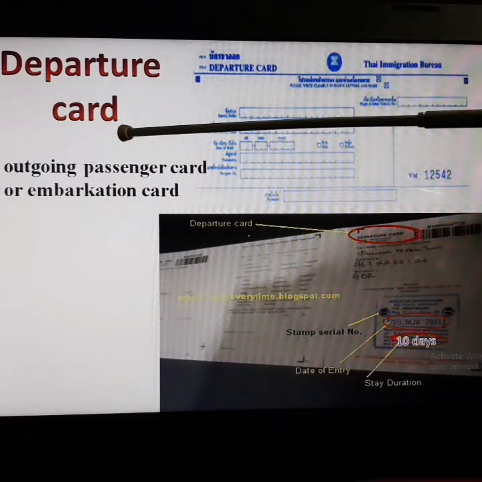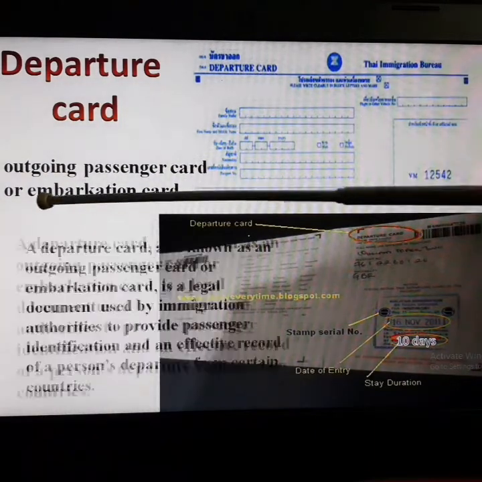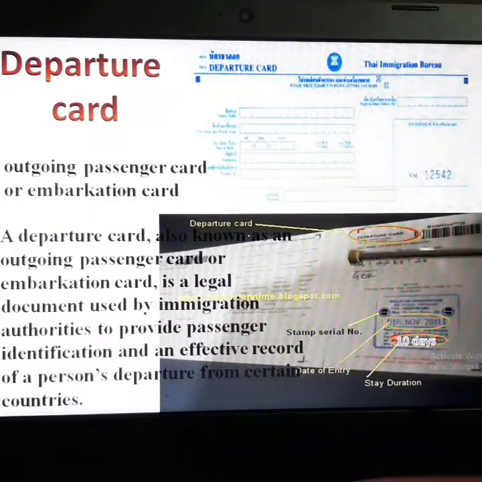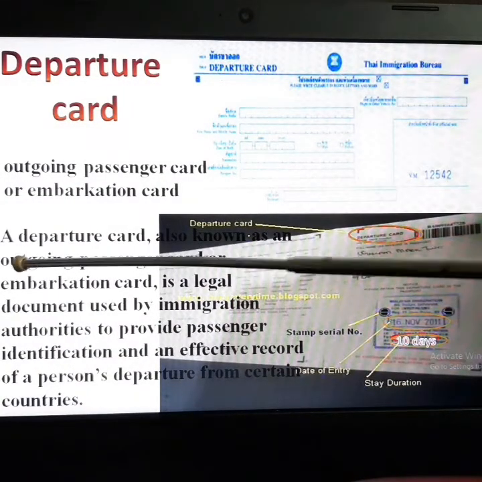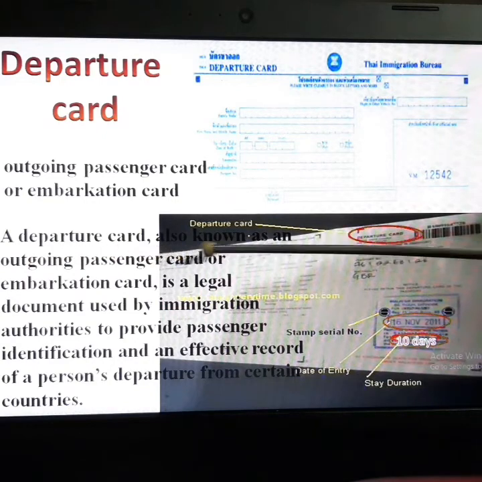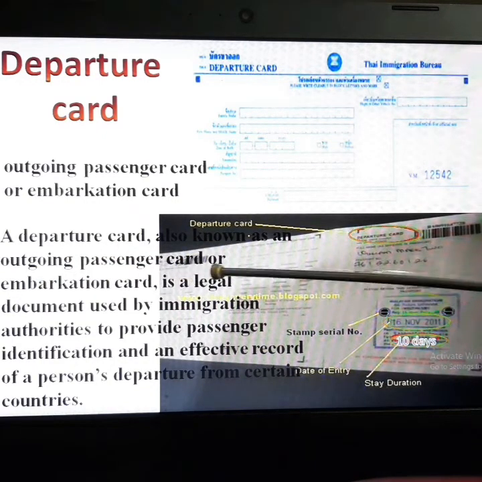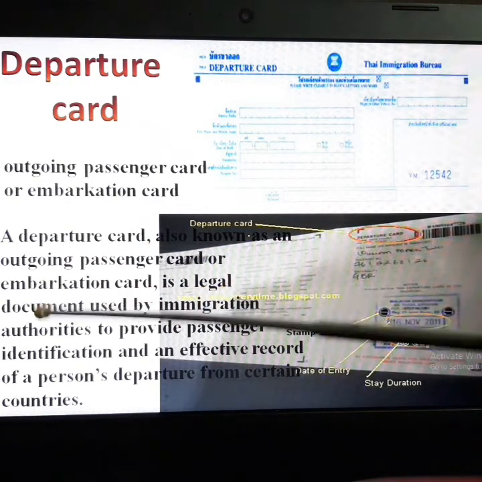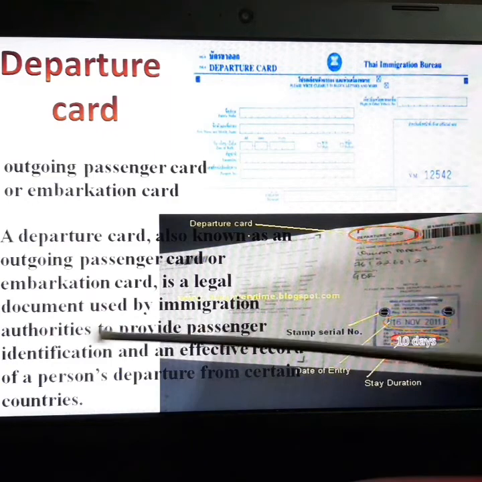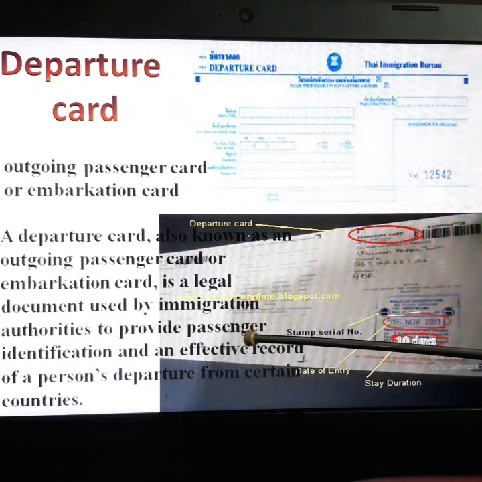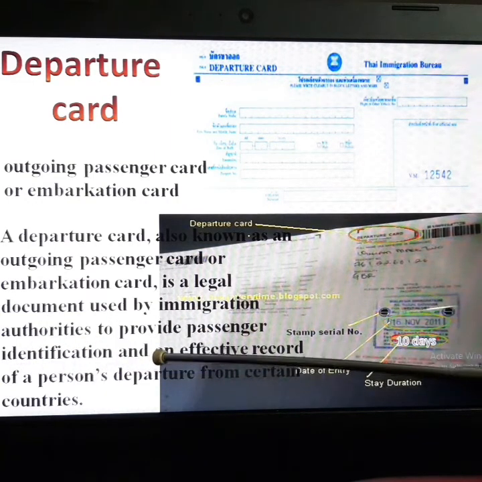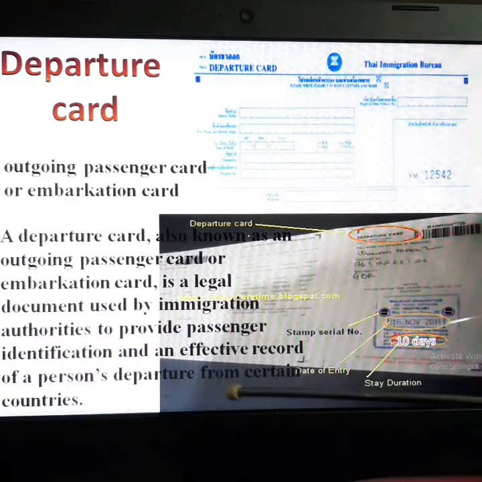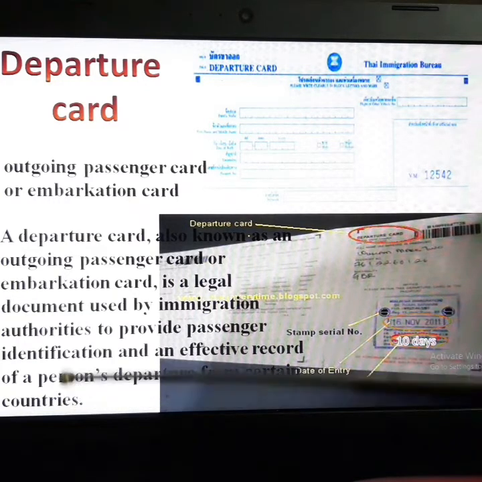Departure card, outgoing passenger card or embarkation card. A departure card, also known as an outgoing passenger's card or embarkation card, is a legal document used by immigration authorities to provide passenger identification and an effective record of a person's departure from certain countries.